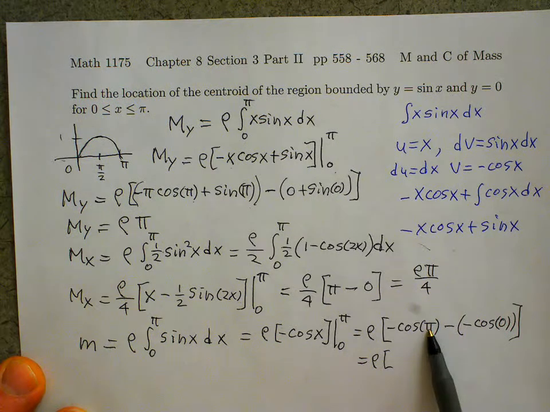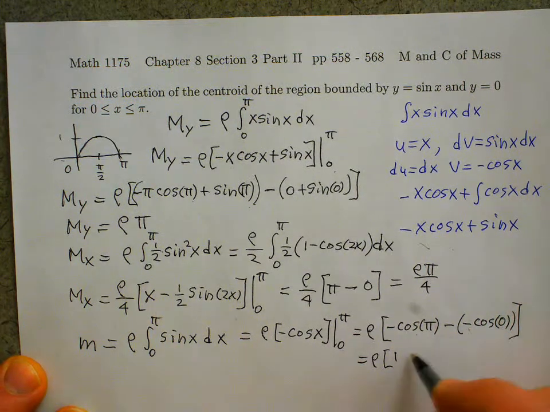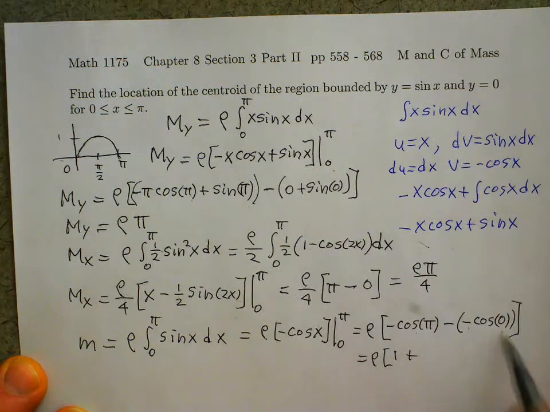Cosine of pi is -1, so the negative of -1 is 1. And we're subtracting a negative, so we're going to add the cosine of 0, which is also 1. And so we get 2 times rho.